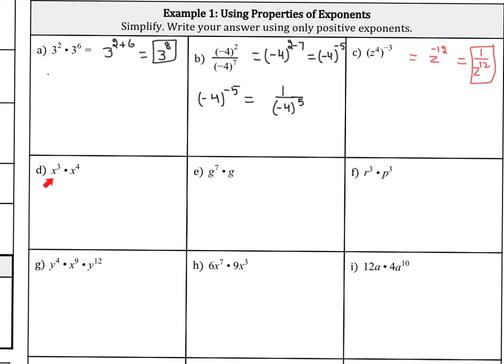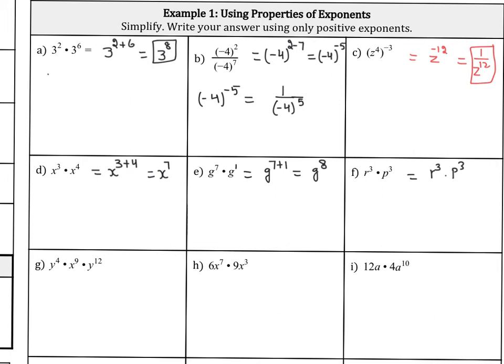Now, letter D is again a product property. So x to the power 3 times x to the power 4 is going to be x to the power 3 plus 4. And the final answer is x to the power 7. G to the power 7 times g to the power 1 is going to be g to the power 7 plus 1. So that's going to be g to the power 8. Letter F remains as it is because there are two different bases. If the bases are different, you cannot add the powers.